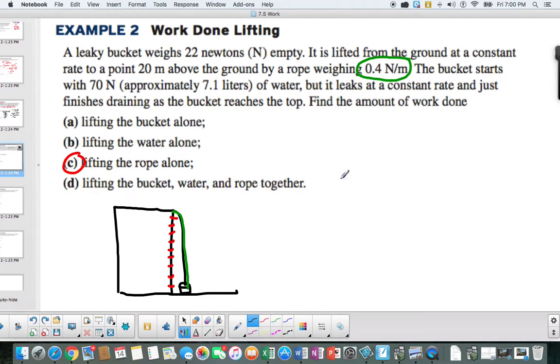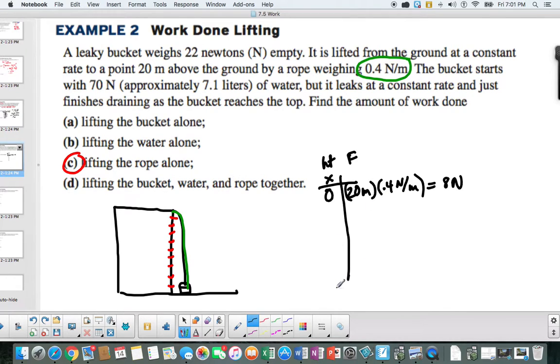Again, let me set up a table that'll help me. And x will represent the position of the height, and then I have to figure out the force. So when it's 0, I have the full length of the rope, which is 20 meters, and then I'm going to multiply it by 0.4 newtons per meter, and that amounts to 8 newtons. So the full force of the rope is 8 newtons. At position 20, then I'll have 0 newtons here.